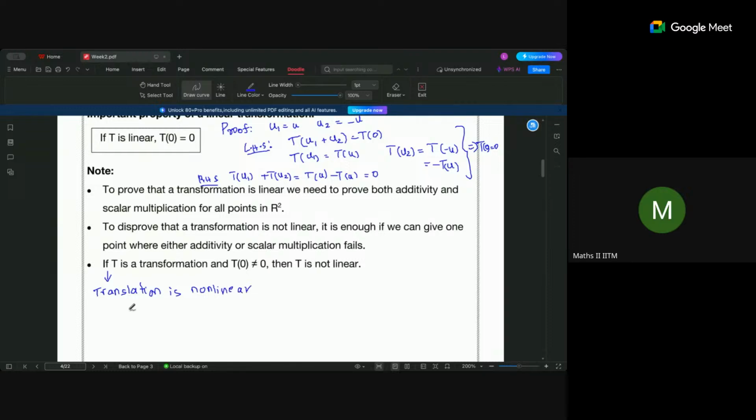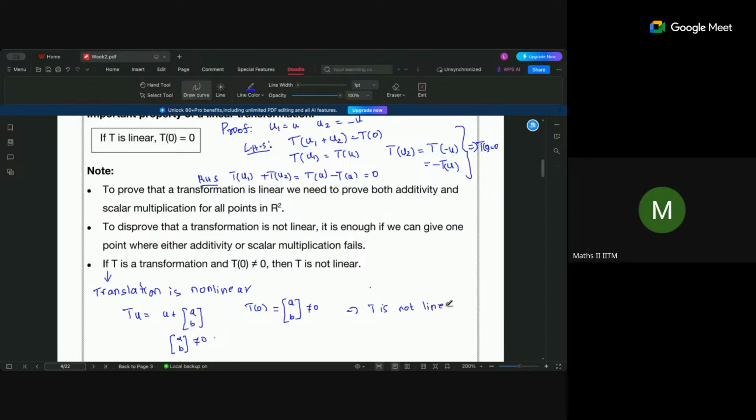So you see that T of u is u plus ab. Now what is T of 0? It is ab. And ab need not be non-zero. So let us assume a, b to be non-zero, maybe. That's clearer. So here a, b is non-zero. In that case, you see that T of 0 is non-zero and hence T is not linear.